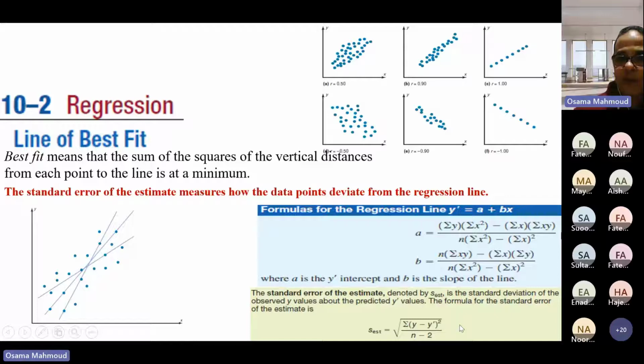The standard error has a formula, this formula. You find the difference between your data value and your prediction value coming from the linear regression equation. Get the difference, square it, sum all the differences, divide by the number of data minus 2, and take the square root of the value. That gives you the standard error of the estimate, okay.